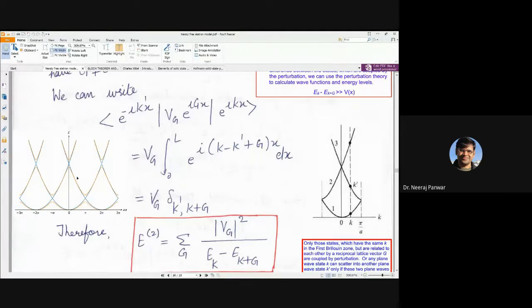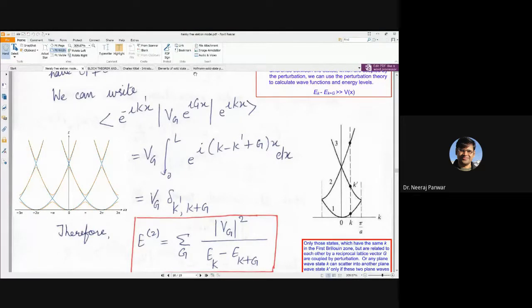It is coupled with either the curve which has k value k plus g, or with this curve which has k value given by k minus g. So this is what I mean to say when we say c_k and c_(k minus g) are coupled. This means that k will be coupled with k plus g or k minus g.